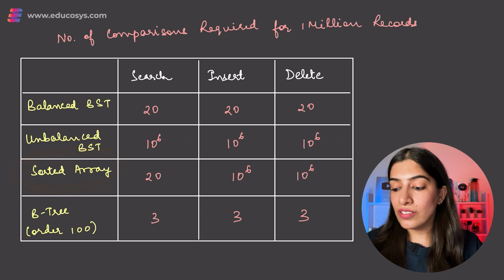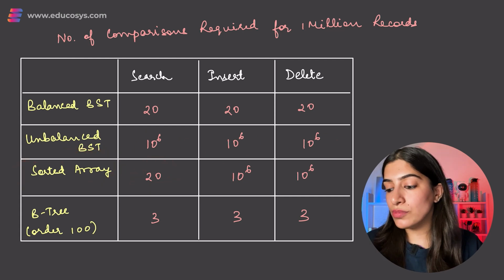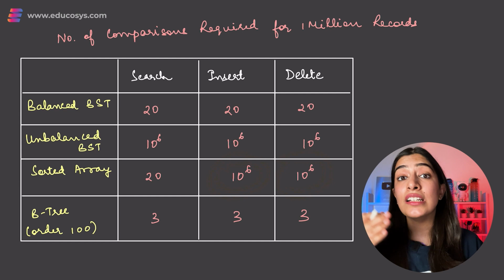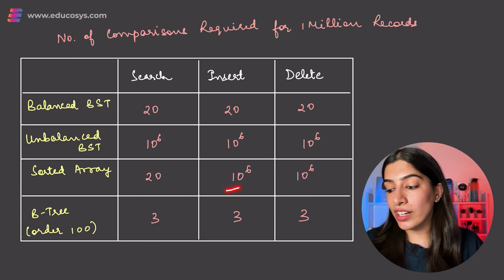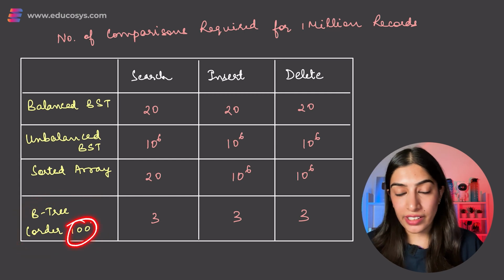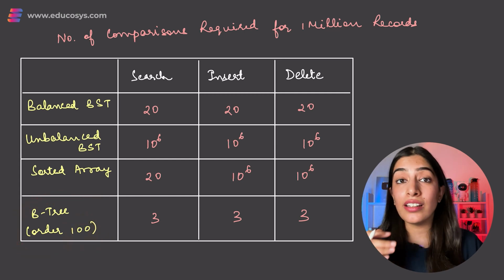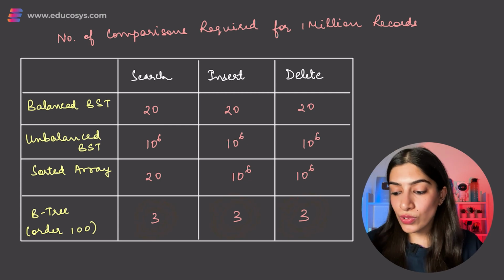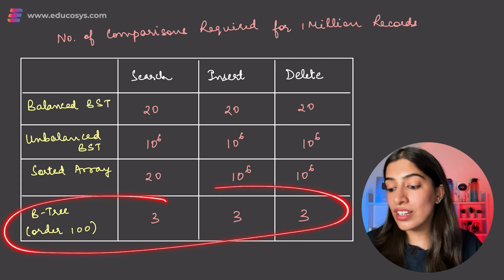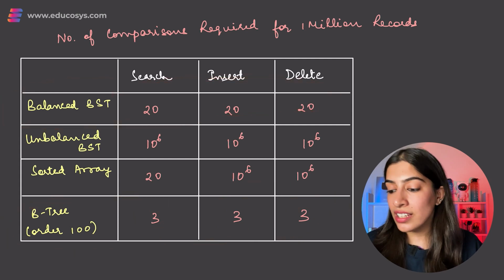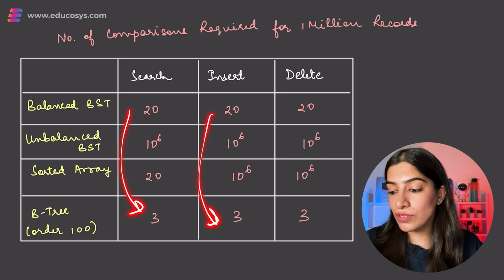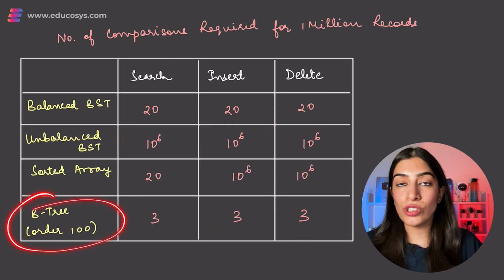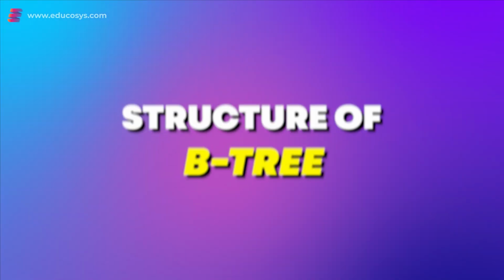In a sorted array, for search you can do binary search, but for insertion and deletion you will need shifting of the elements. That is why it will take 1 million IO operations. Versus for a B-tree of order 100, what does order 100 mean? It means that any node can have maximum 100 children. Then we can perform search, insert and delete in just 3 IO operations. So you can see this is the most efficient solution. After this, there is definitely balanced BST, but there is a huge improvement, and that is why B-tree is used by so many databases now.